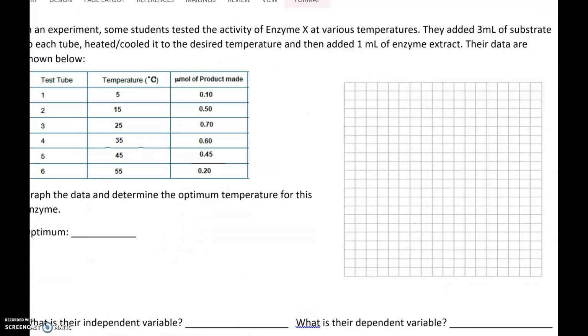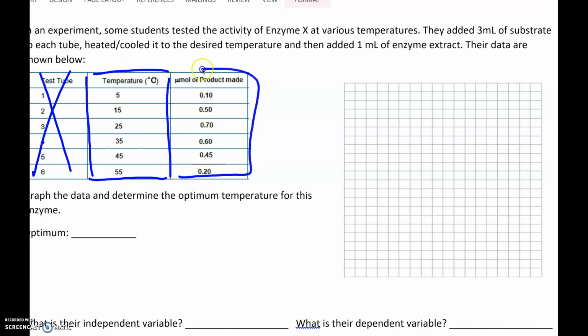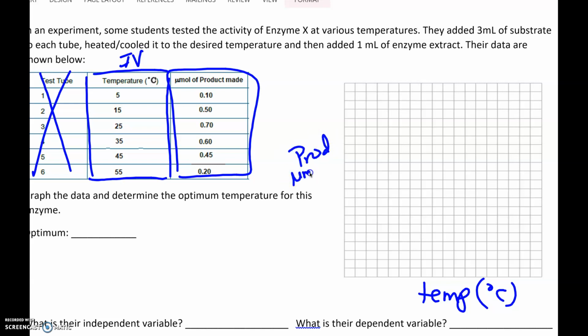Last quick comment, for graphing. In this experiment, if you recognize, you don't need the test tube number. They were looking at temperature and amount of product. Make sure when you do this, you label your units. Temperature, that's your independent variable. That's what they were changing. And then your amount of product, again, make sure you include this, and then I will take off points.